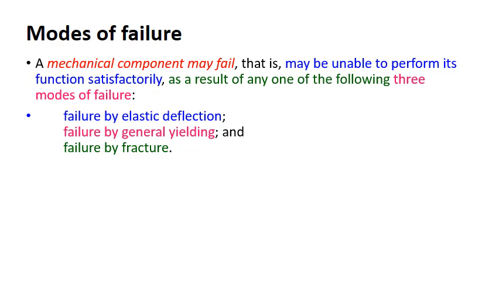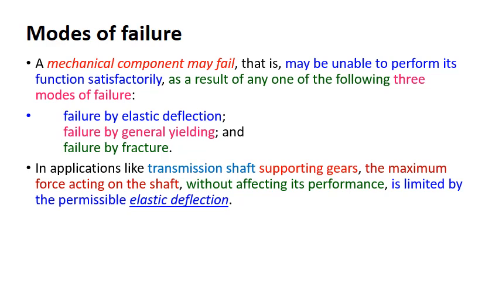Similarly, failure by yielding. The component is entering into the plastic zone, that is, all the fibers in the cross section of the member start to yield. So when it loses its shape, again it cannot perform its intended function. And failure by fracture. When the component disintegrates physically, obviously it won't function, right? These are a few examples, okay?